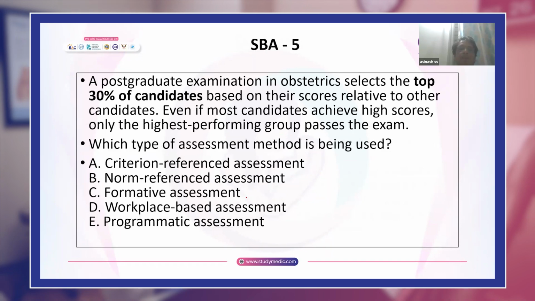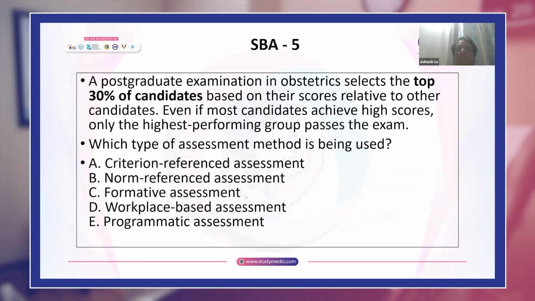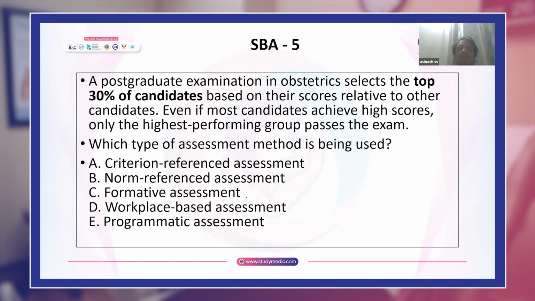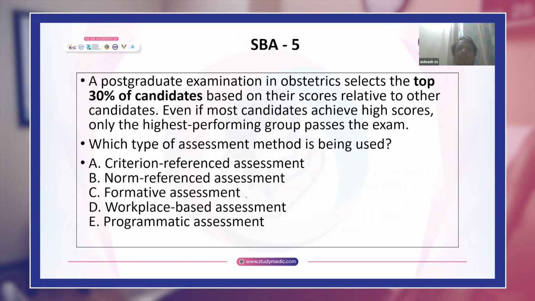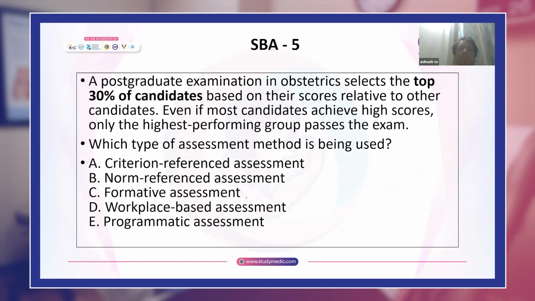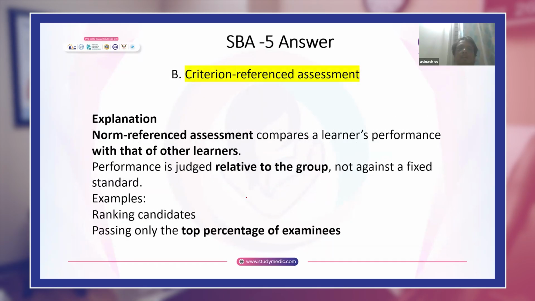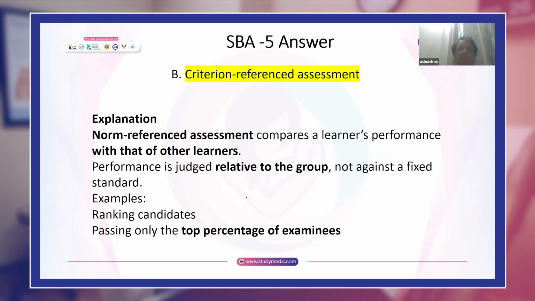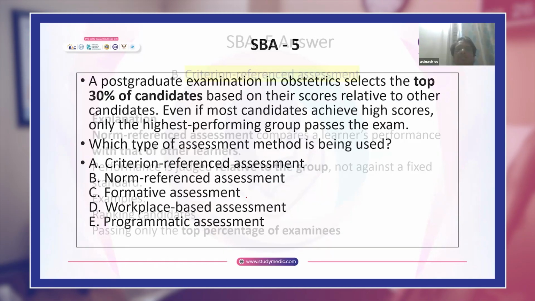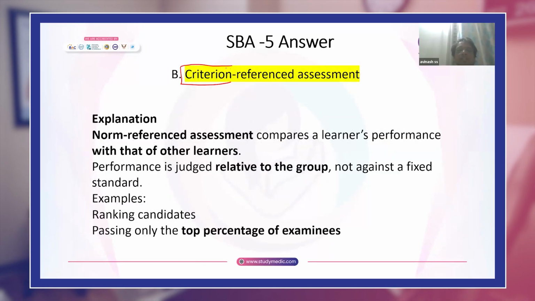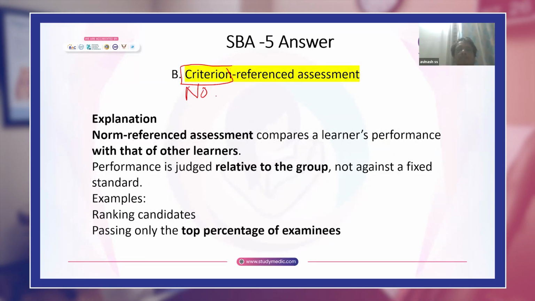Another SBA: a postgraduate examination in obstetrics selects the top 30% of the candidates on their scores relative to each other. Even if most candidates achieve a high score, only the highest performing group will pass. So which type of assessment method is being used? It is norm referenced assessment and not criteria referenced assessment. So this answer is actually norm reference based assessment.